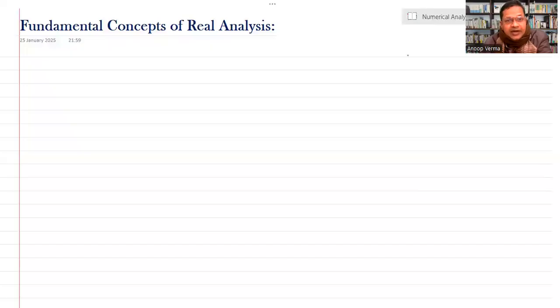I thought about the exam, and I have some ideas to discuss with you in real analysis. Sometimes they ask questions in real analysis that are easy, so we can easily solve them. So in the last lecture, we had discussed functions of several variables.